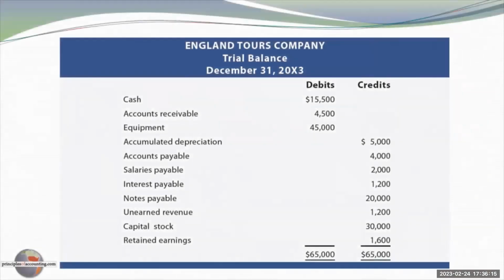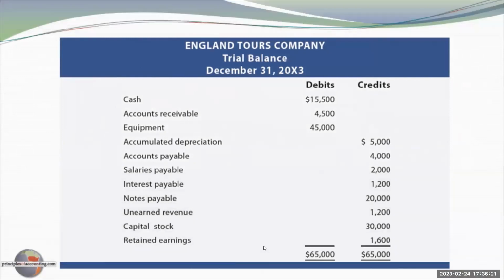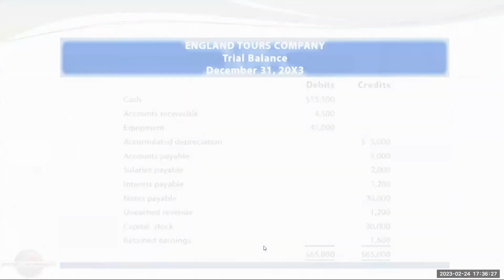Here's an example for England Tours Company after the closing process. Note that each of those accounts is a balance sheet account. Total debits are $65,000, total credits are $65,000. I'm fairly confident I've successfully completed the closing process.